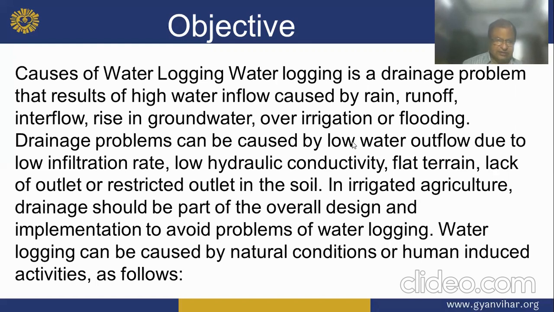So in irrigated agriculture, drainage should be part of the overall design and implementation to avoid the problem of waterlogging. Now, low hydraulic conductivity, flat terrain, lack of outlet, restricted outlet in the soil. In irrigated agriculture, drainage should be part of the overall design and implementation to avoid the problem of waterlogging.